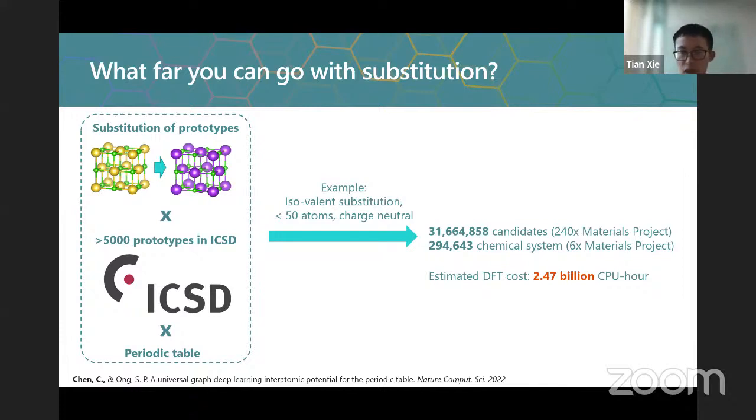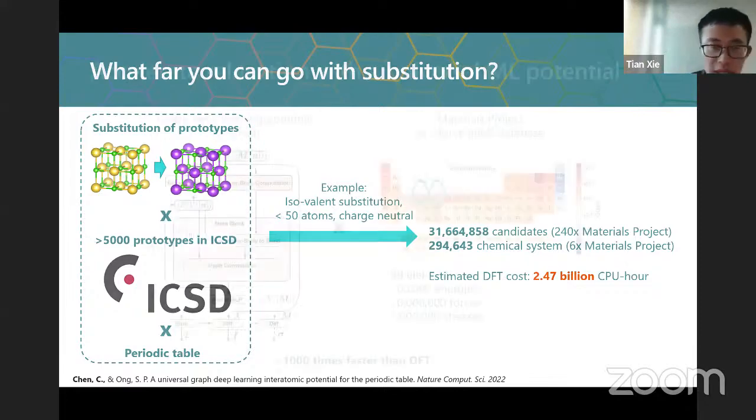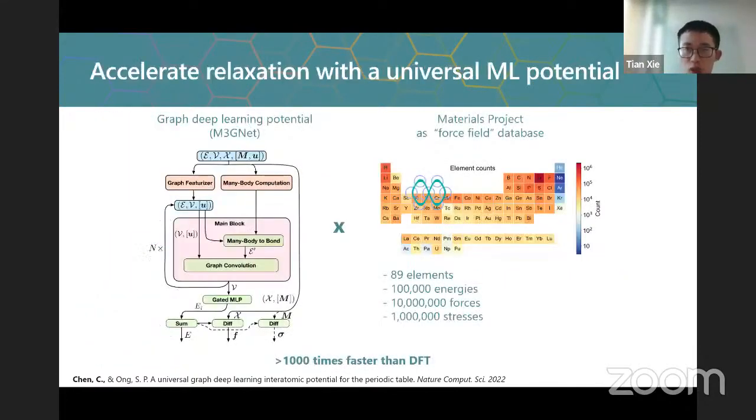So you already see that if you wanted to use DFT to calculate all of these materials, it would require huge amounts of calculations, around 2.47 billion CPU hours. That would be extremely expensive. So the idea is basically to train an ML potential. In this work, they developed a type of graph network called M3GNet, which I'm not going into details about, but it is a machine learning potential.